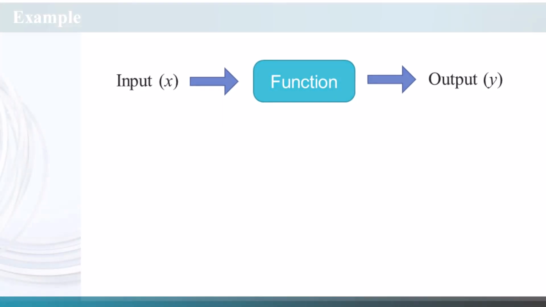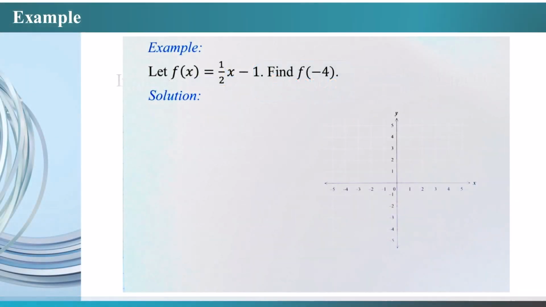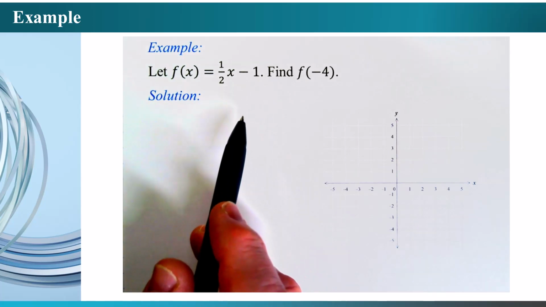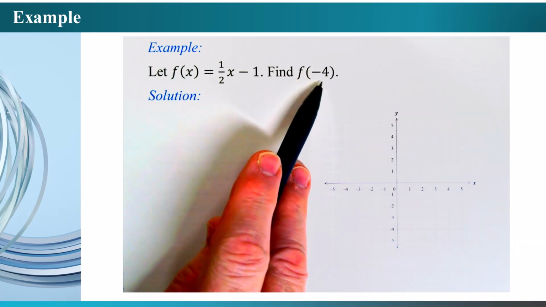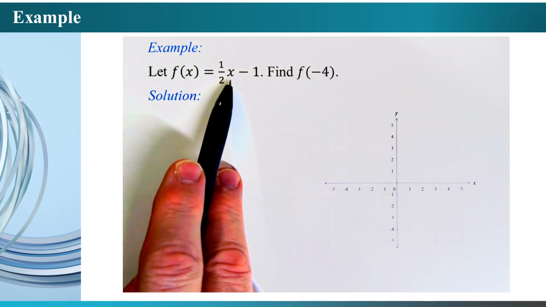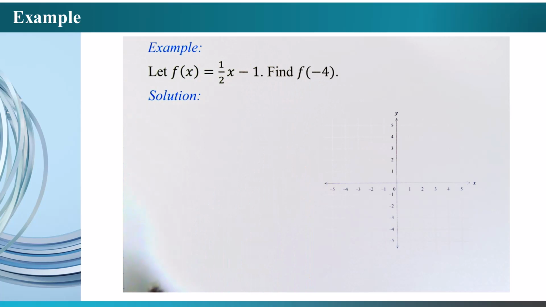Consider an example. We have f of x equals 1/2 x minus 1, and we wish to find f of negative 4. Now to do this, all we're really trying to find is what is the y value when x is equal to negative 4. So we will take negative 4 and plug it back into x in our function to get that y value.